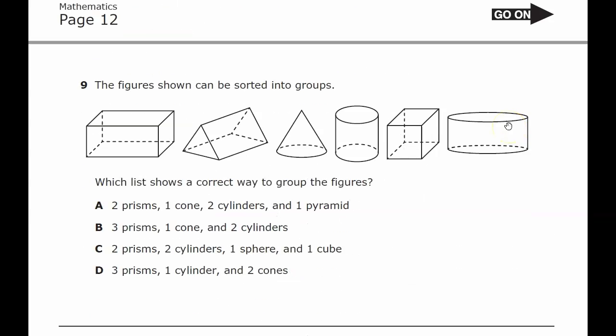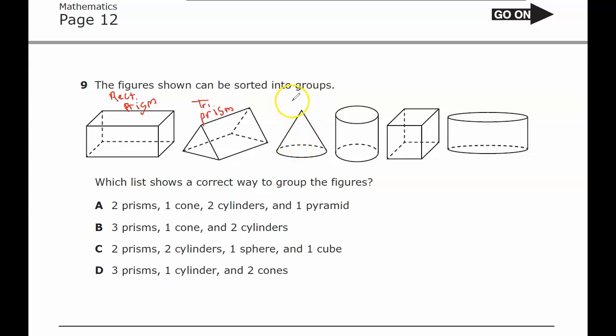Okay, number 9. Which list shows a correct way to group these figures? Okay, so here I have a rectangular prism, so we're going to label these. We always label. Okay, I have a rectangular prism. Right here I have a triangular prism. Remember, you always label your shapes.